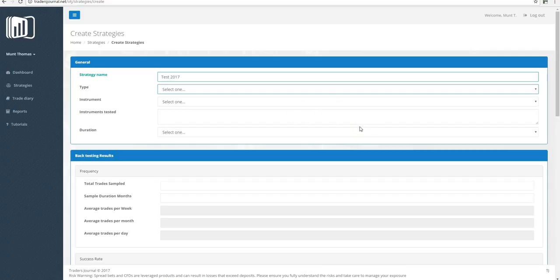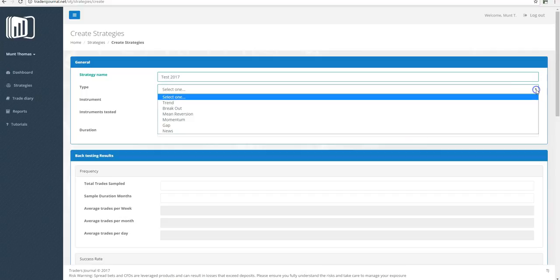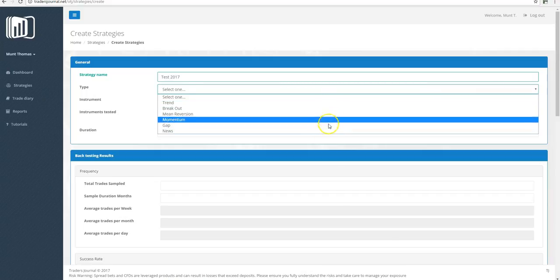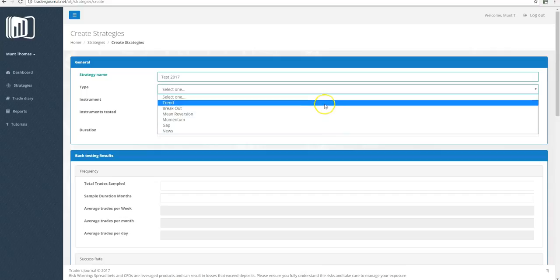So for the purposes of this, the strategy, a relatively basic moving average based strategy that I've done 6 months worth of backtesting on, that we're going to put into this now today, is a trend following strategy. So we're going to go to the drop down. We've got all of these selections. We're going to select the trend.